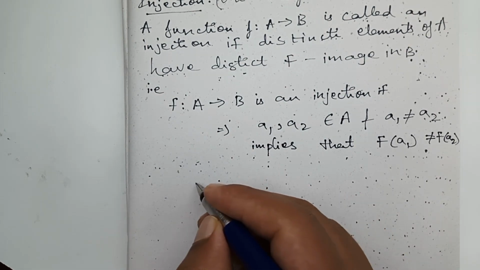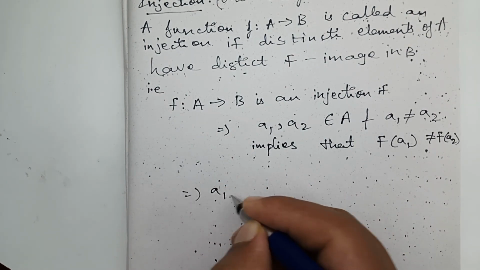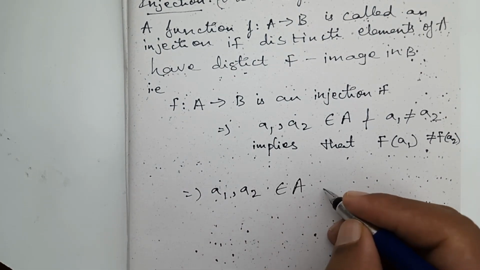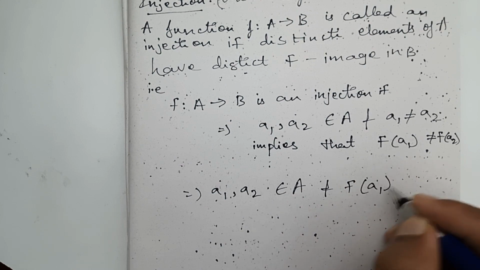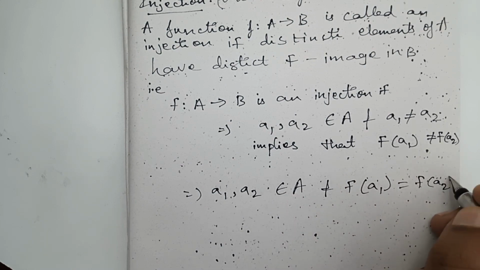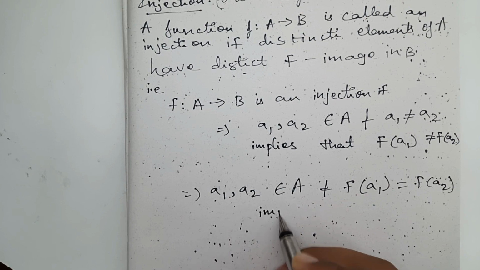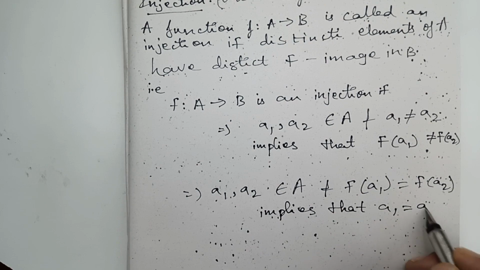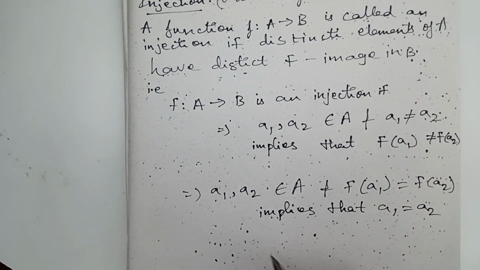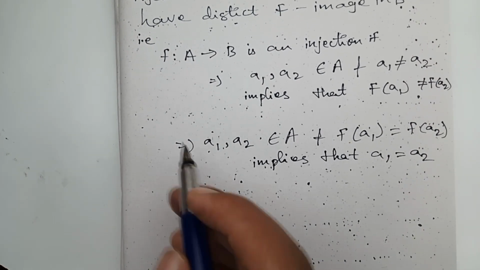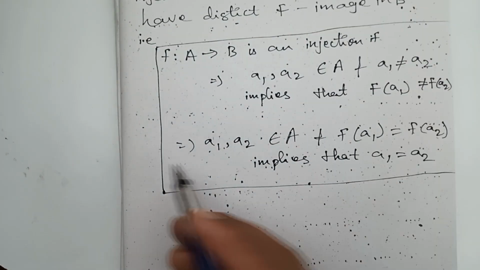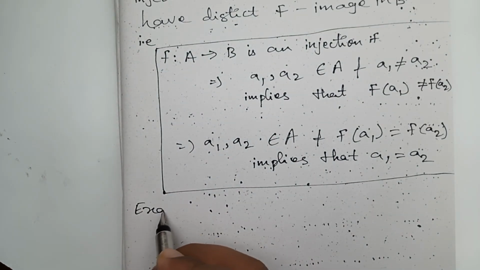Okay, all right. Next one is a1 comma a2 belongs to A and f of a1 is equal to f of a2. It implies that a1 is equal to a2. Okay, let's check out the examples. We should write if these conditions are available in that certain set. Okay, examples.